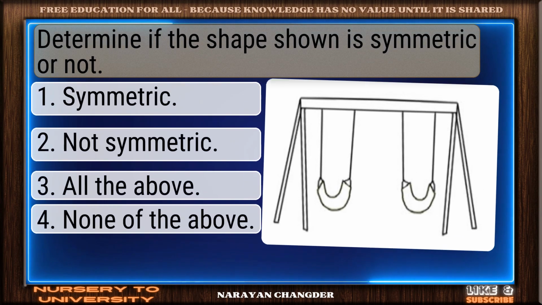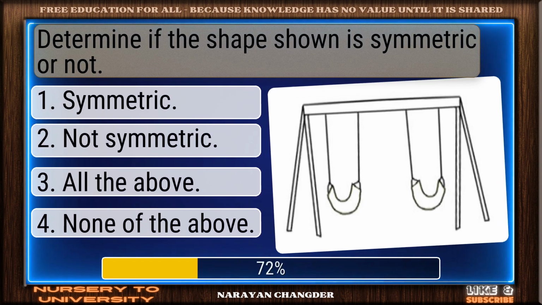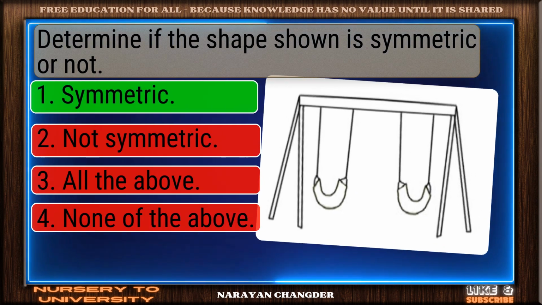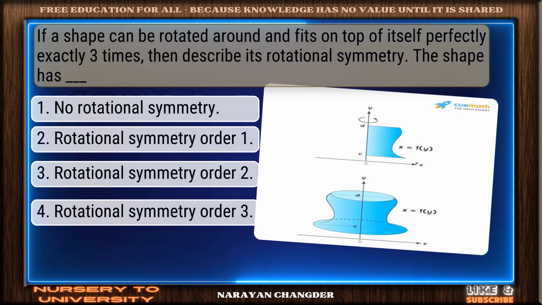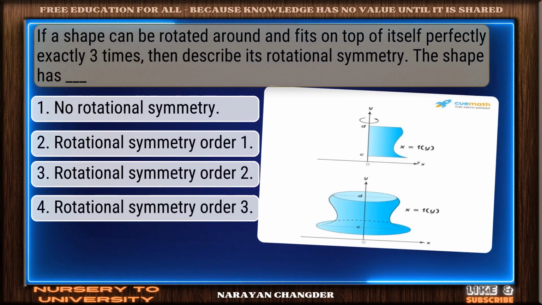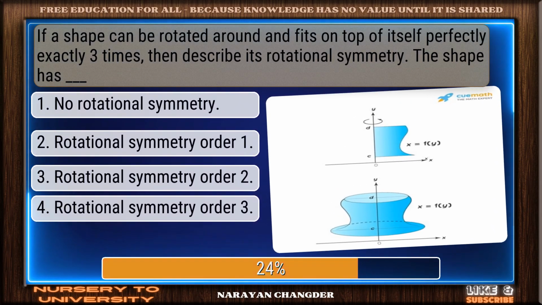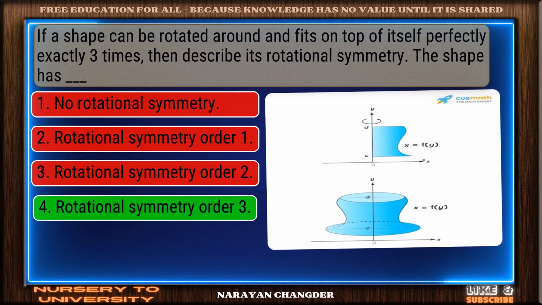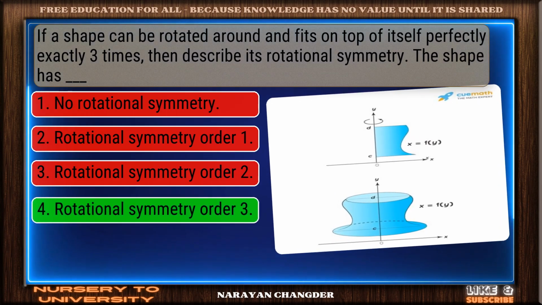Determine if the shape shown is symmetric or not. Perfect. Symmetric is the correct choice. If a shape can be rotated around and fits on top of itself perfectly exactly 3 times, then describe its rotational symmetry. The shape has dash. Nice selection. Rotational symmetry order 3 is the correct and valid answer.